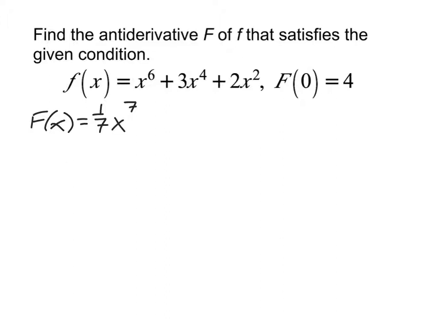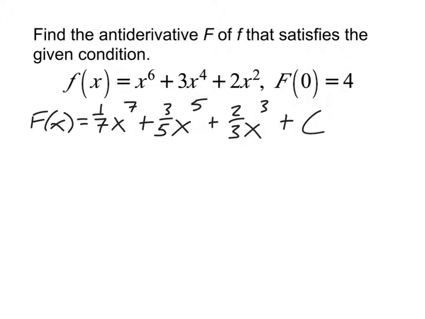So then it's going to be plus, my x to the 4th is going to become an x to the 5th. So I have to multiply the 3 that I want by 1/5, gives me 3/5. Plus, now we do the same thing here. X squared becomes x cubed, then I multiply 2/3. And then the most general antiderivative is plus c.